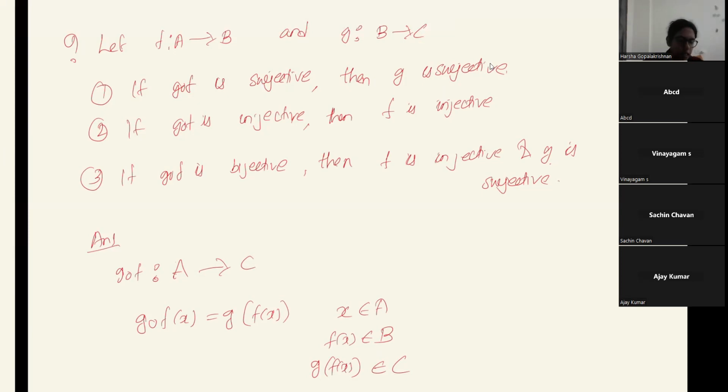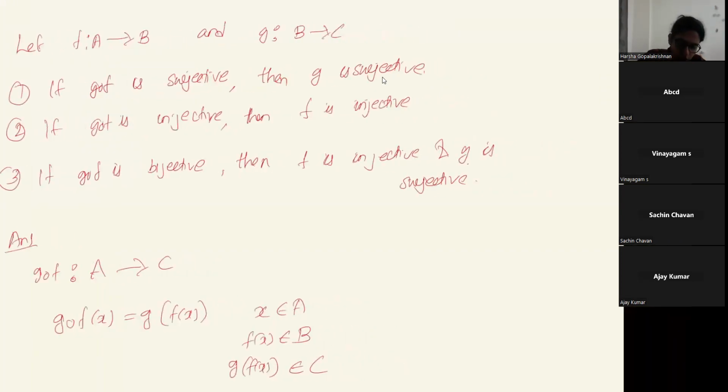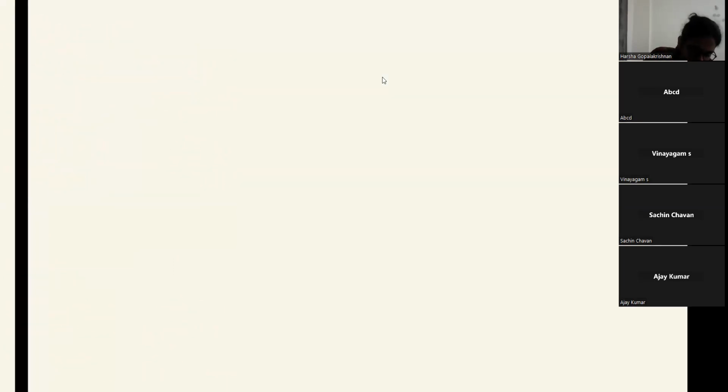Now, the first statement is: if G composite F is surjective, then G is surjective. So we need to check whether this is true or not. What do you think? Is this true or not? True. Yeah. Let us go to the proof. What is given? G composite F is surjective. And we know that G composite F is from A to C.